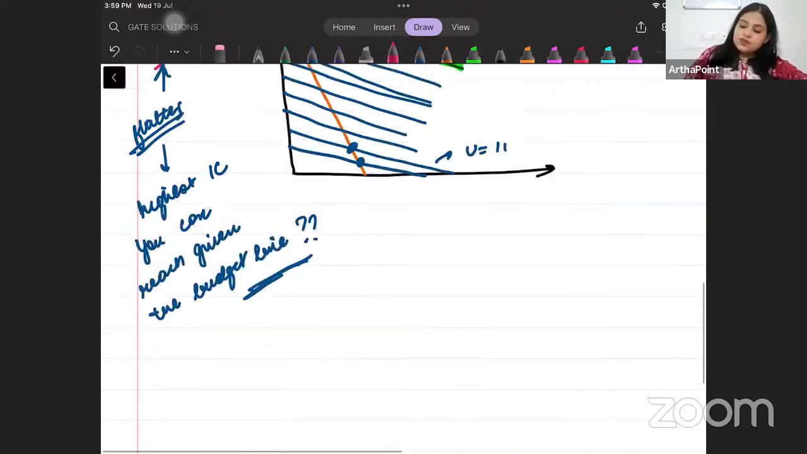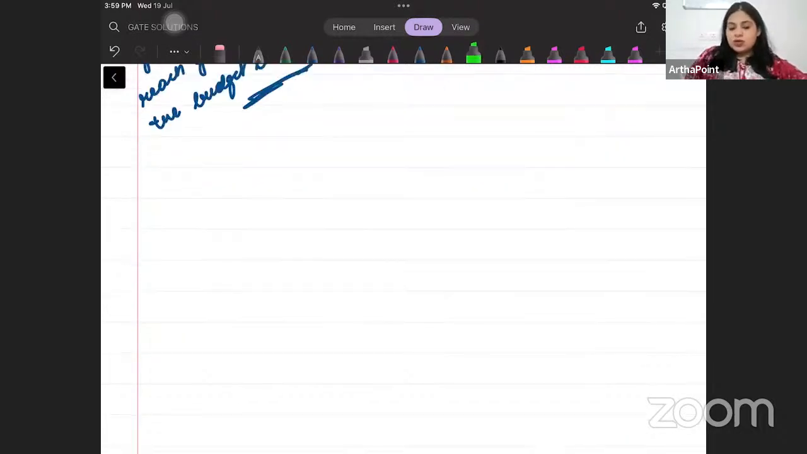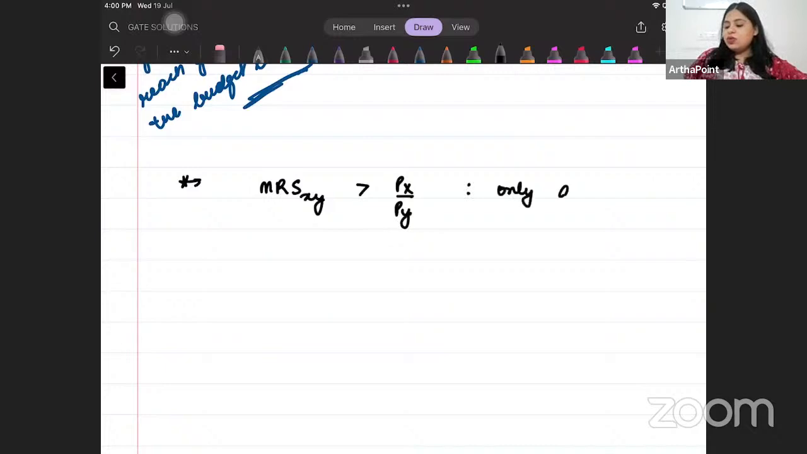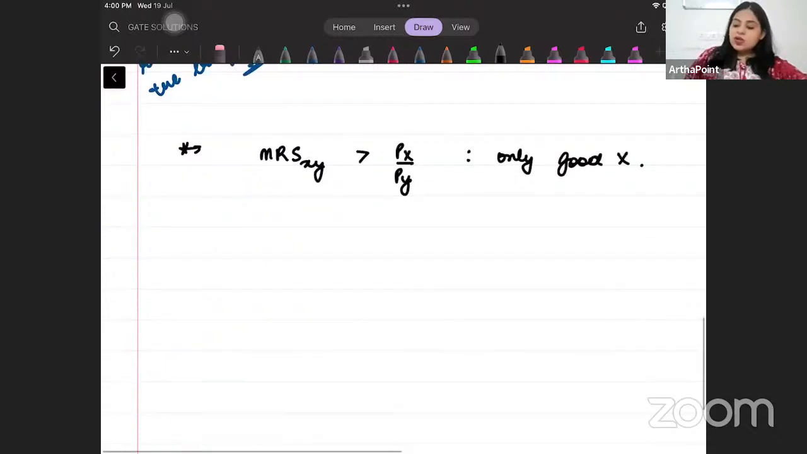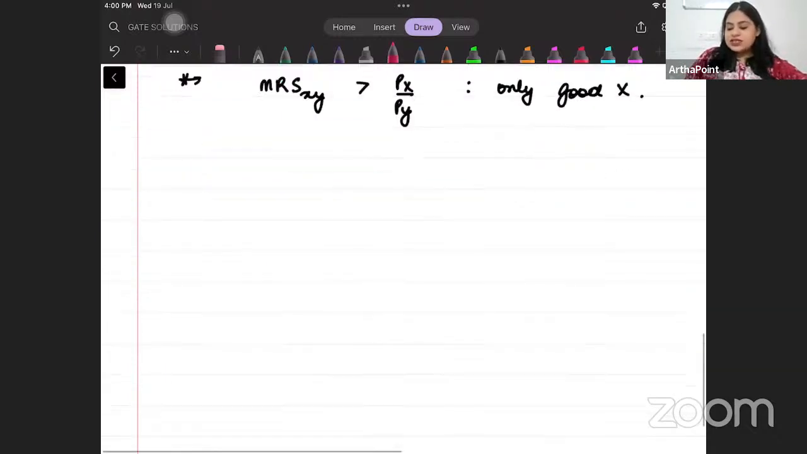Now, just the opposite is true here. If MRS is greater than PX by PY, you will consume only good X. एक बारी try कर लेते हैं. MRS is again beta the slope of IC.